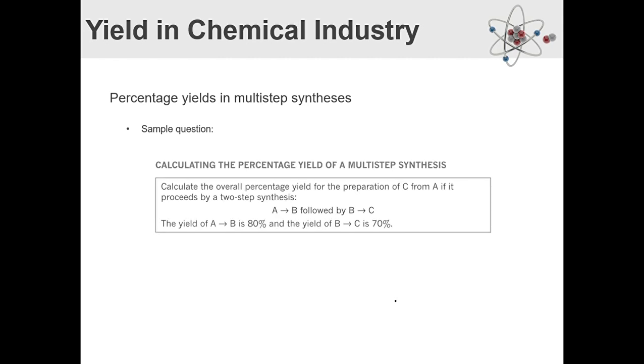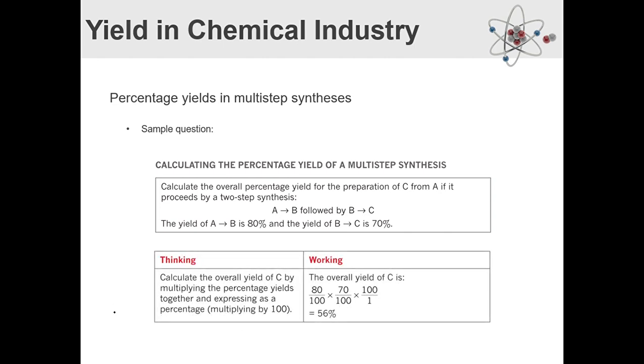So here is what I hope is a relatively simple question. Calculate the overall percentage yield for the preparation of C from A if it proceeds by a two-step synthesis. From A we make B, and from B we make C. The yield of the first step is 80%, and the yield of the second is 70%. If you can multiply 8 by 7 together, you can solve this question.